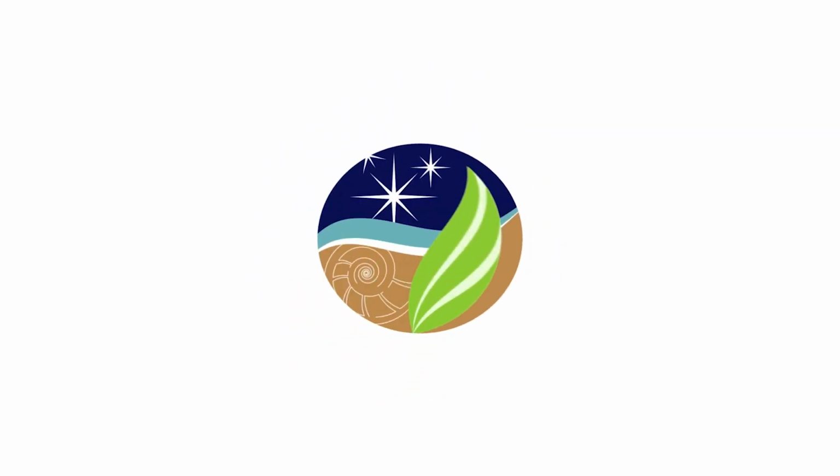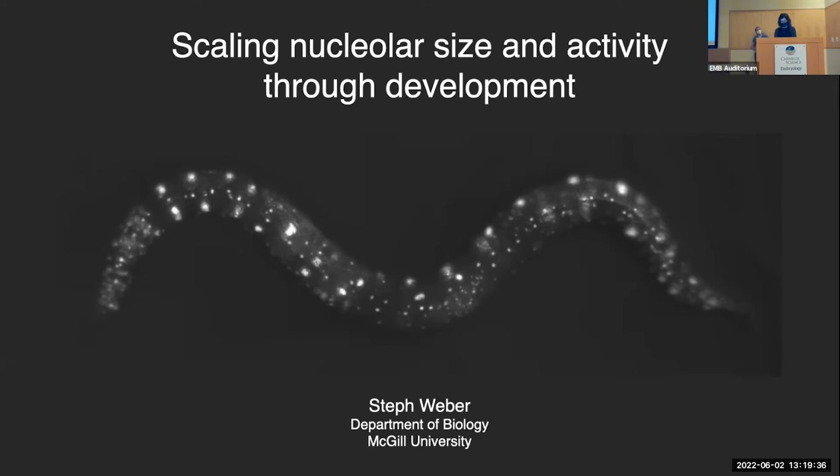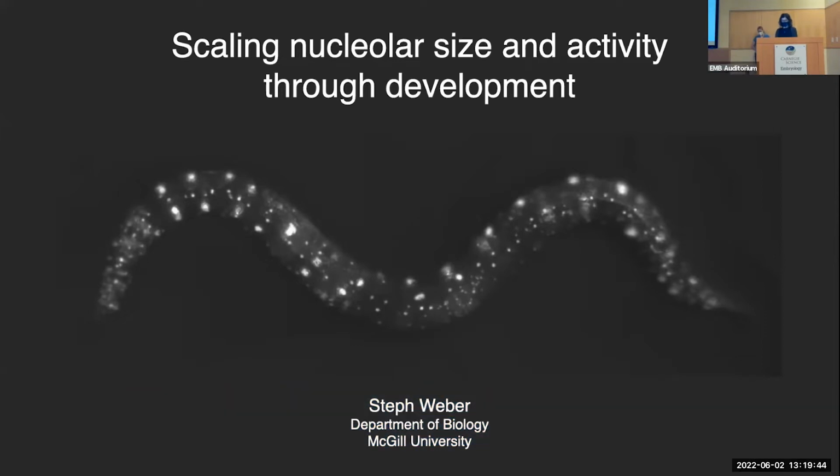I'm really excited to introduce to you guys today Dr. Steph Weber. So Dr. Weber received a BA in chemistry, after which she earned her PhD in biochemistry at Stanford. She completed postdoctoral training at Princeton in the Department of Chemical and Biological Engineering. Dr. Weber was an assistant professor in the Department of Biology at McGill University, where she's been since 2016, but actually as of yesterday, she's a tenured associate professor.